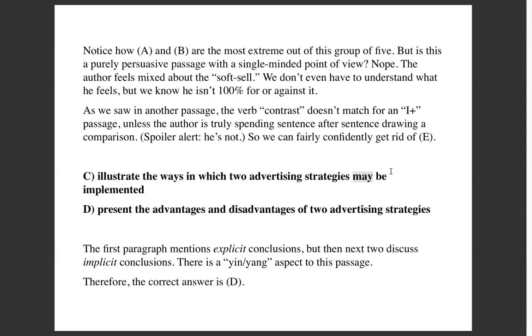And D, present the advantages and disadvantages of two advertising strategies, right? So is it more about illustrating how we could implement them, or is it about presenting pros and cons? As we discussed, the first paragraph mentions explicit conclusions, and then the next two discuss implicit conclusions, hard sell versus soft sell. And there was a yin-yang aspect to the passage, pros and cons. Therefore, D is obviously the right answer. Maybe not so obvious, but hopefully obvious now that we've talked about it.